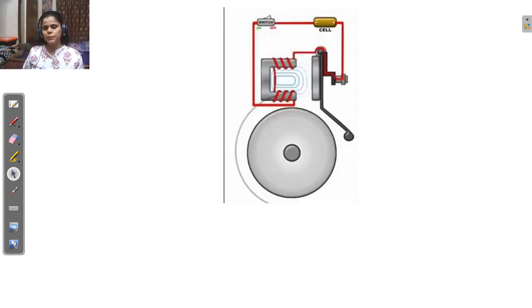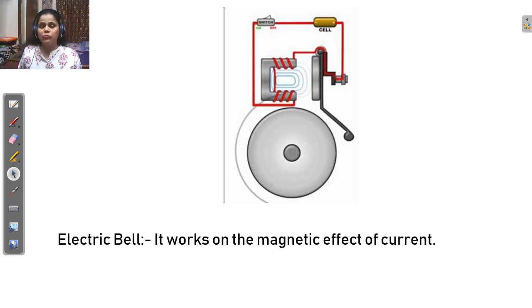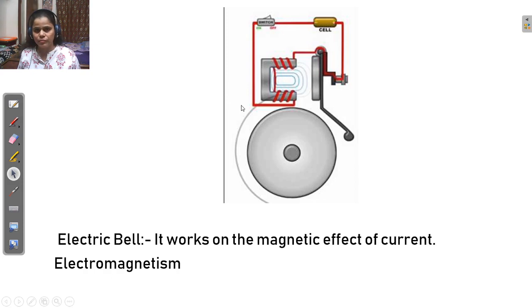Just observe this picture. Which instrument is this? Yes, this is an electric bell. The structure and working of the electric bell we studied in class 8. This electric bell works on the magnetic effect of the current, which is called electromagnetism.